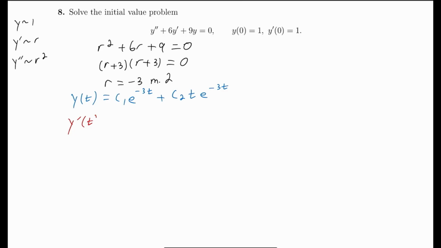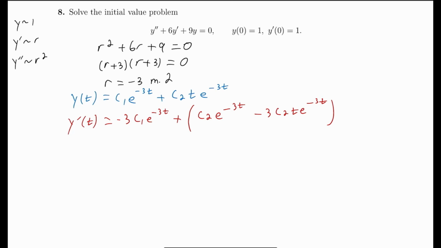Just take the derivative of y, bring down the -3 chain rule, so -3 c1 e to the -3t. And then we'll have to do product rule on this second term because we have both the t and the e to the -3t. So derivative of the first times the second, that'll be 1 is the derivative of t, so just c2 e to the -3t. And then derivative of the second times the first gets us, we'll pull down the -3, and then that'll be c2 t e to the -3t. Remember that -3 from chain rule.